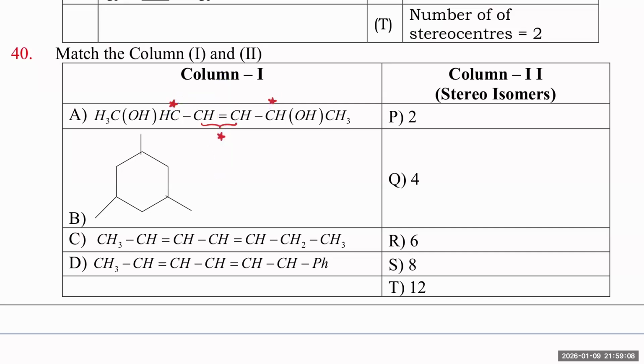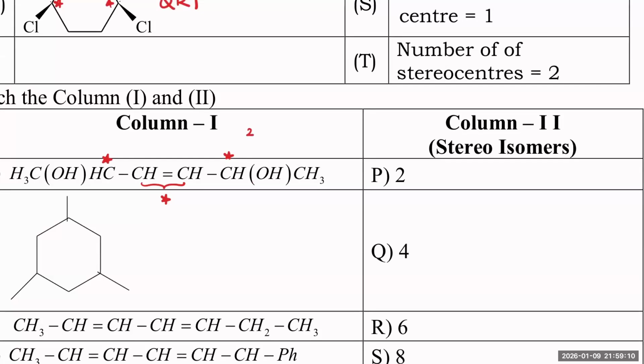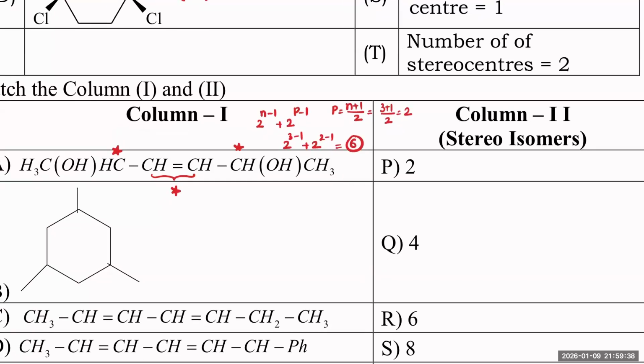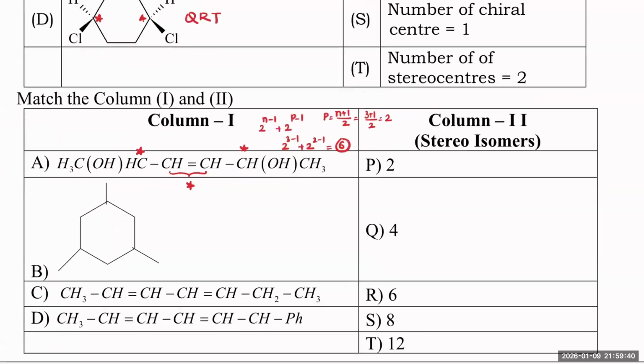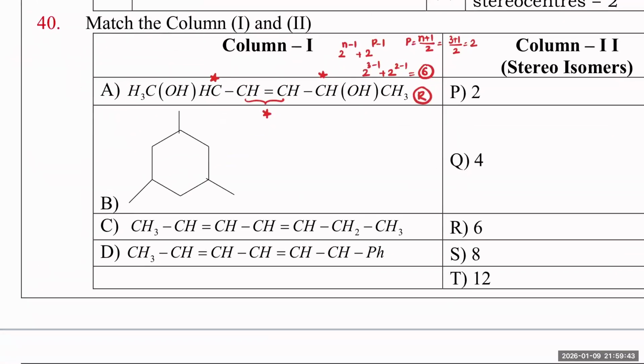And you know that when you have a plane of symmetry, what is the formula to be used? 2 raised to power of n minus 1 plus 2 raised to power of p minus 1. And if p is an odd number, then we will use n plus 1 by 2. So use this formula here. 2 raised to power of 3 minus 1 plus 2 raised to power of, this is 3 stereogenic center units. So you'll have p equal to 2, so 2 minus 1. So total 6. So how many total number of isomers we can have? 6. So answer matching is R. Clear?